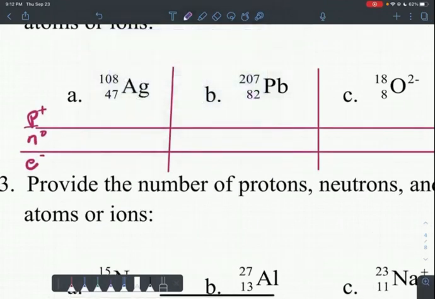All right, so for this first one, protons is gonna be 47. I don't see anything here, there's nothing there. So what I can say is my protons are equal to my electrons, so that should also be 47. Neutrons is 108 minus 47, 61. Pb, lead, so this should be 82. There's no charge, so this is 82. And then 207 minus 82 should give you 125.